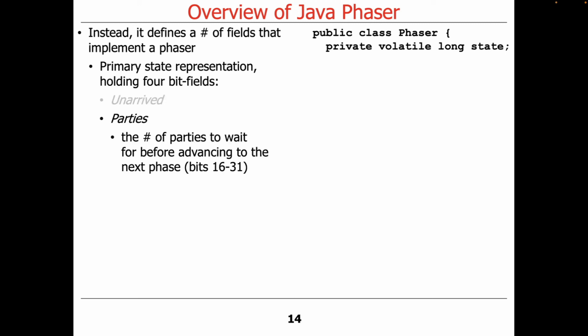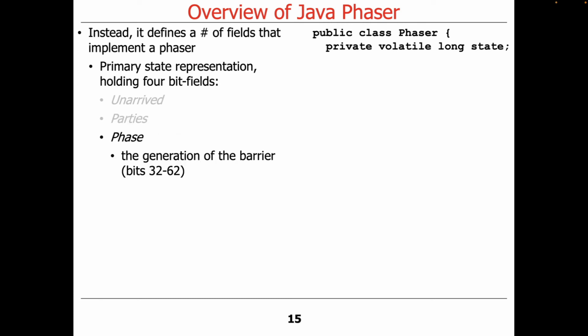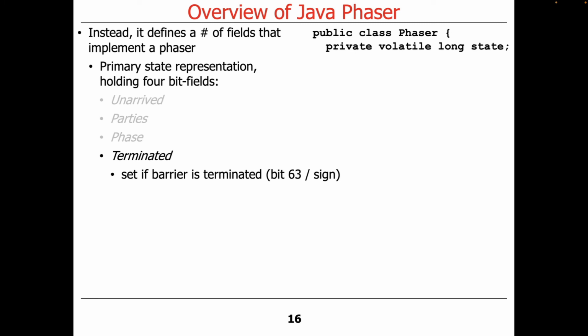Then there's the number of parties to wait for before advancing to the next phase. That's kind of like the party count. There's the phase itself, which is the generation of the barrier. And you can see that this is from bits 32 to 62. So that's the number of phases you can have in this particular Phaser. And then the final bit is the terminated bit, which is set if the barrier is terminated. So it needs to be either true or false. That's bit 63, which is also known as the sign bit.